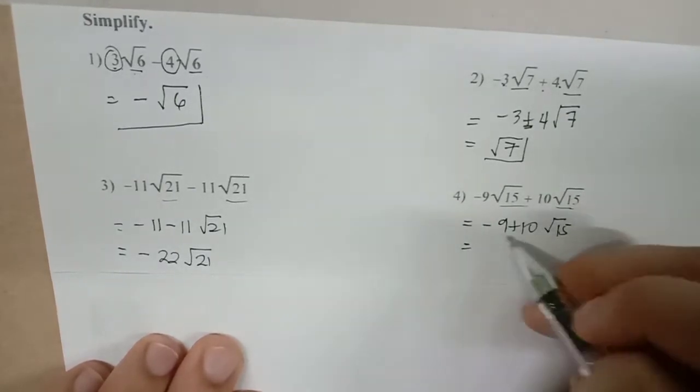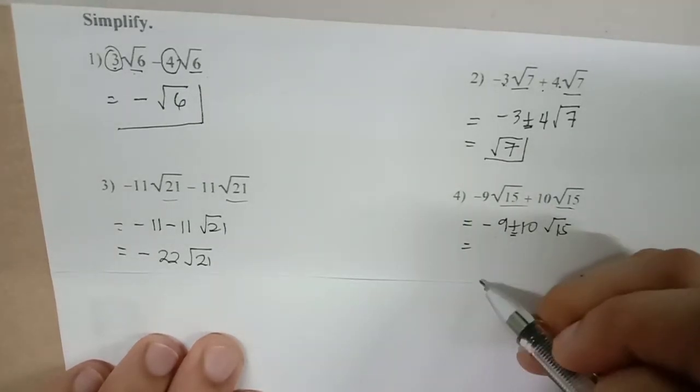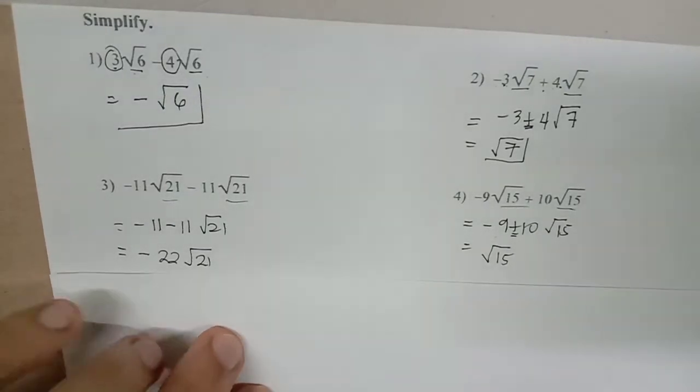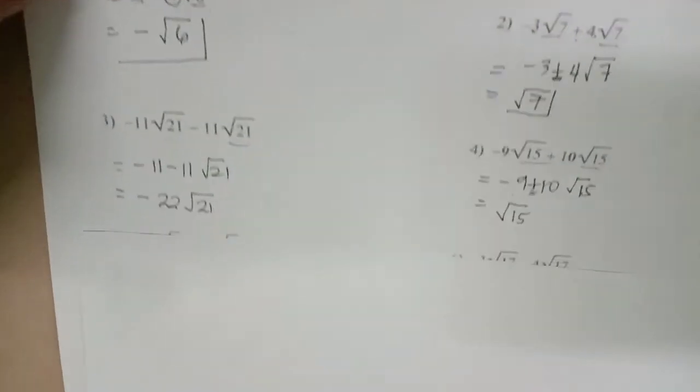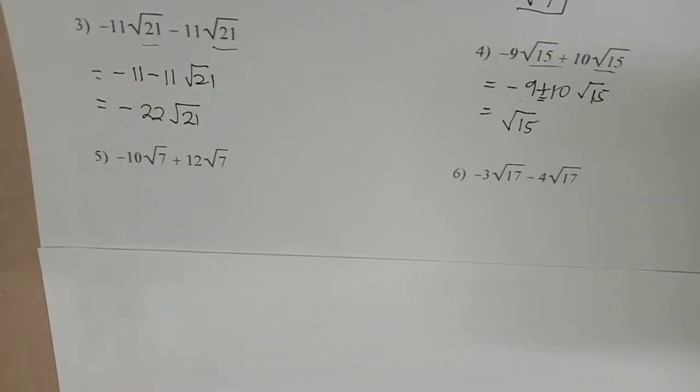So, magkaiba po sila ng sign. Minus po natin, then copy the sign of the greater number. So, that is 1. Tapos, di na po natin susulat yung 1. That is square root of 50. So, that's how po to add or subtract radical expression.